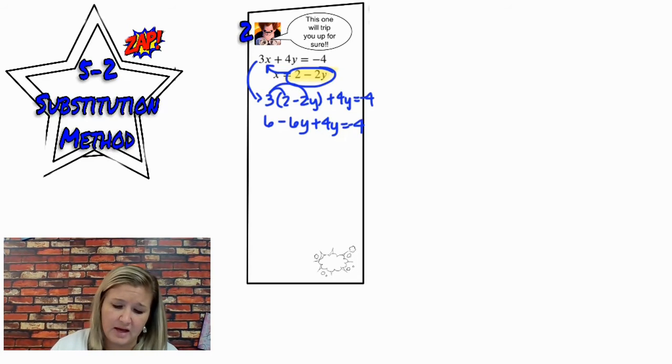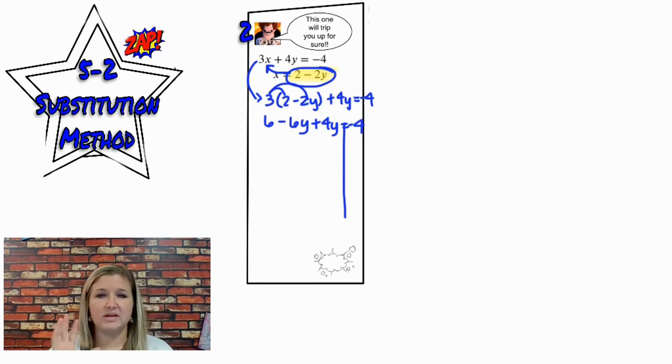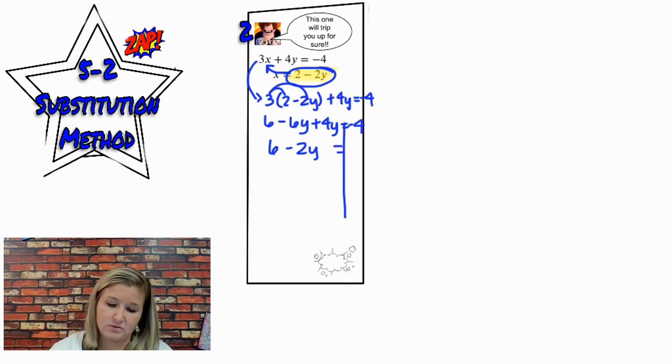And then you'll notice here, I'm going to do some cleaning up on the left side. So I have negative 6y plus 4y. That's going to make a negative 2y. So 6 minus 2y is equal to negative 4.